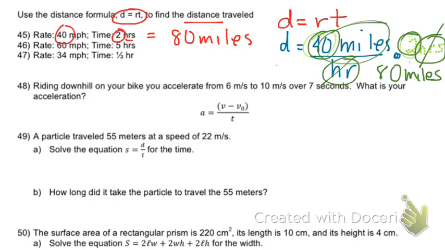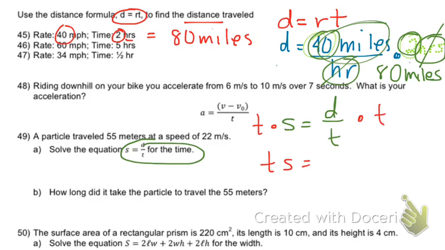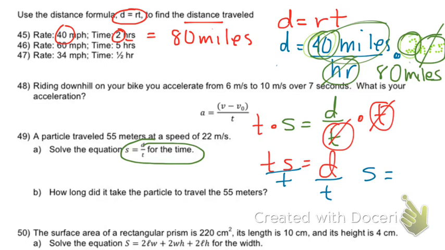Then in number 49, we've got to be a little bit careful. It's solve S equals D over T for time. So S equals D over T. I would take both sides times T. I get TS equals, and over here, this is in the numerator, this is in the denominator, so they just cancel because it's multiplication. And I'm solving for S. Well, I don't have S alone yet, so I divide by T.